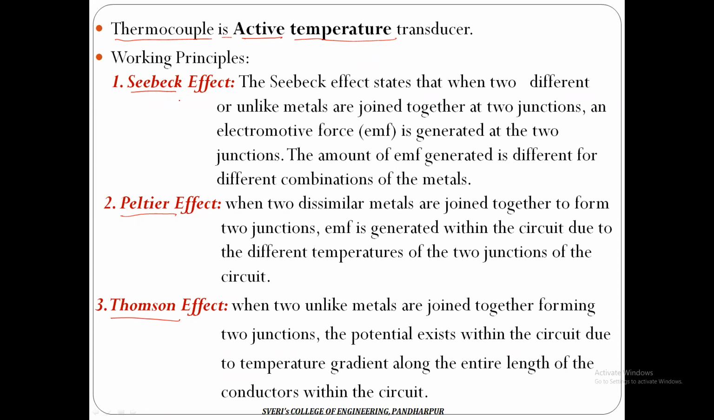Now, what are these three effects? Try to read that. The first effect we call the Seebeck effect. The Seebeck effect states that when two different or unlike metals, the first criterion, are joined together at two junctions, an electromotive force EMF is generated at the two junctions. The amount of EMF generated is different for different combinations of metal. This is the first effect. Now listen, the second effect we call the Peltier effect.